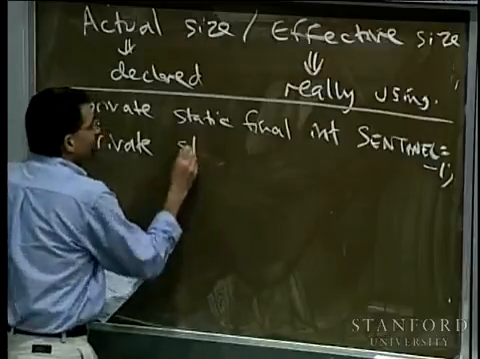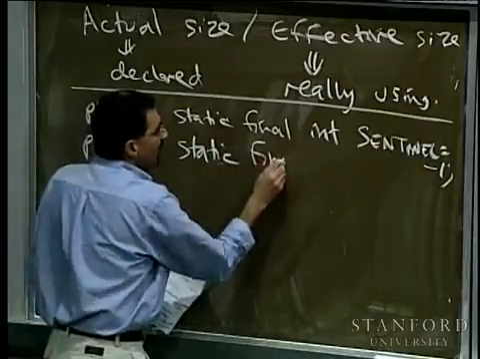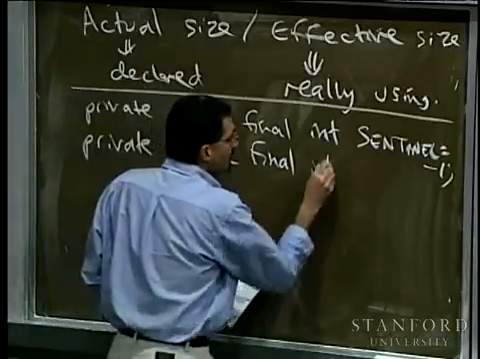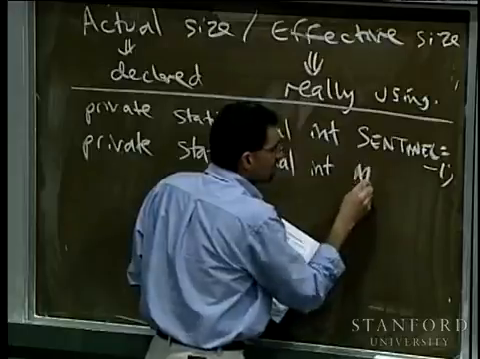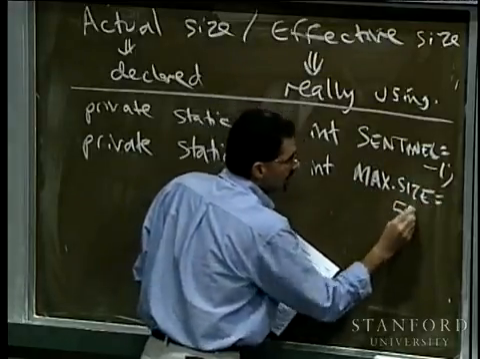All right. So one of the other things that we're actually going to do is keep track of how large the array is going to be in its declared size. So I'll keep track of some maximum size, which I'll just call max size. And maybe I'll set max size to be equal to 500.